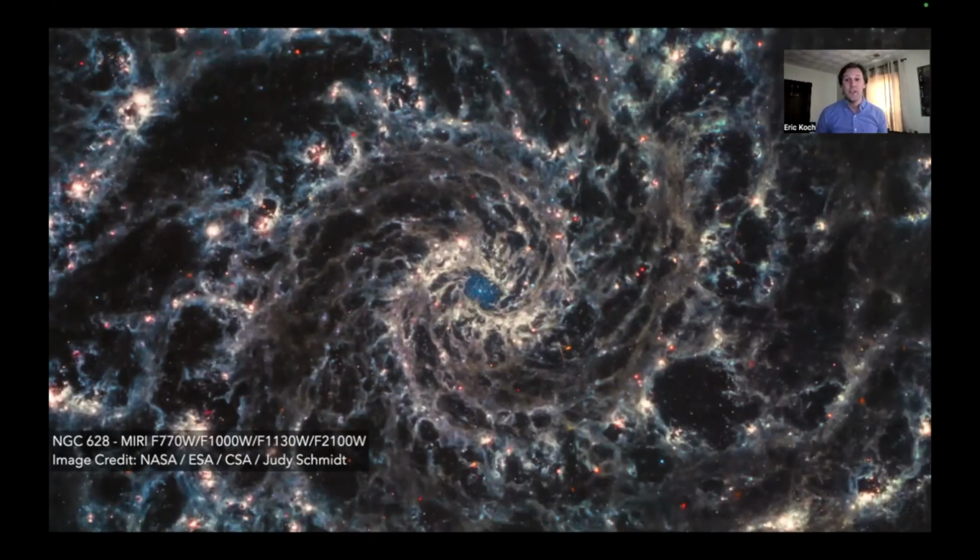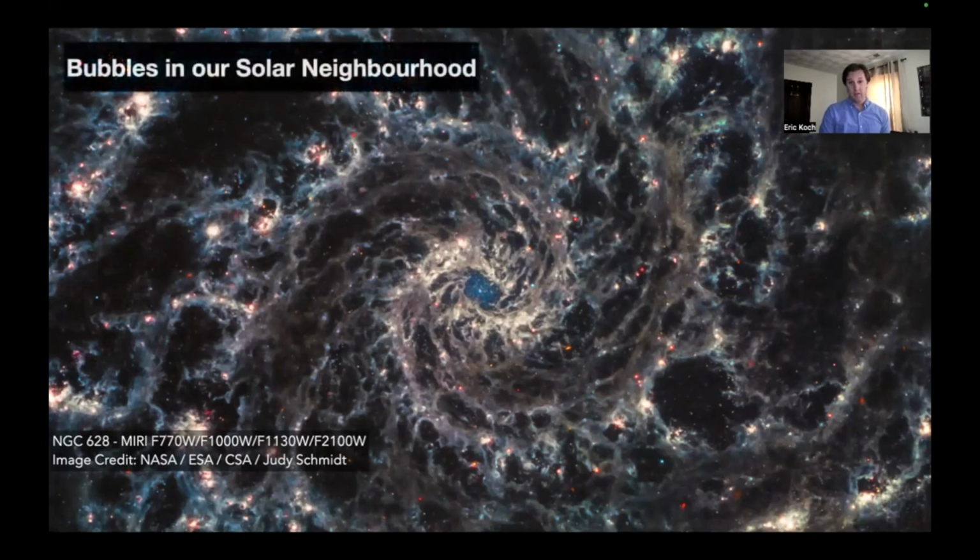So one of the most interesting things about studying these galaxies is we can build up massive samples and look at how the evolution of these bubbles and star formation exist. And one of the other interesting points is, in particular, new work about our own solar neighborhood around the sun.